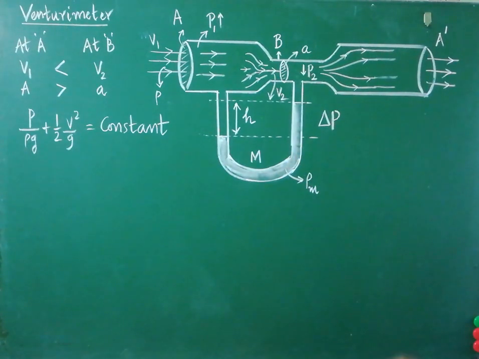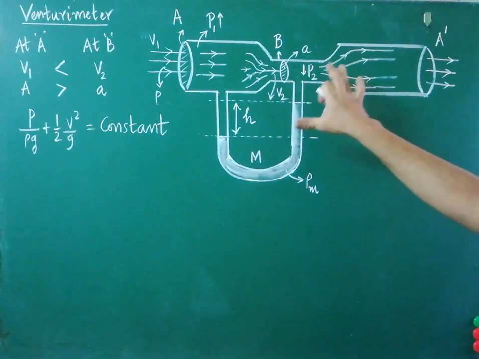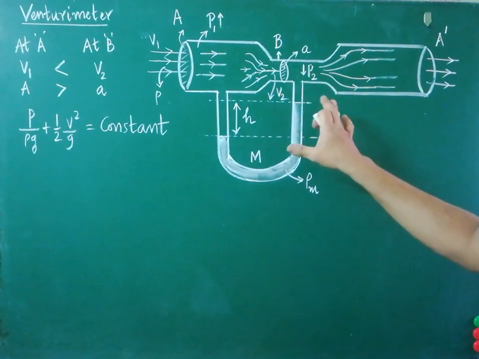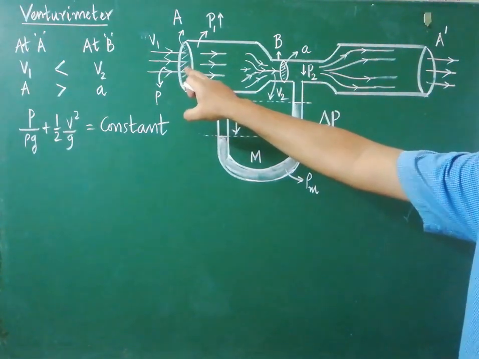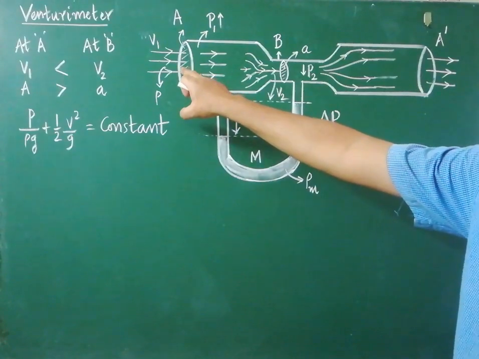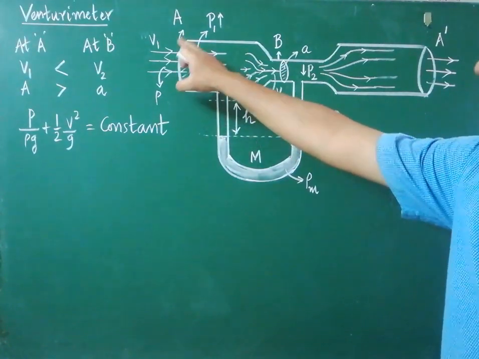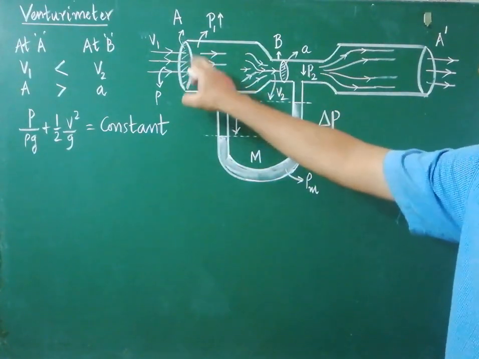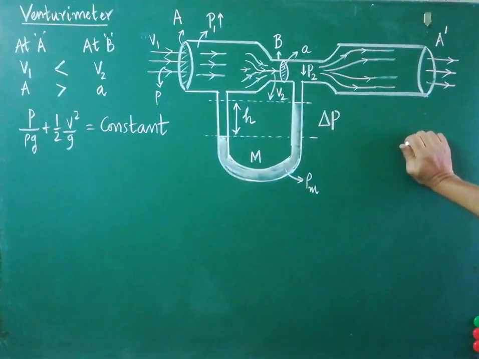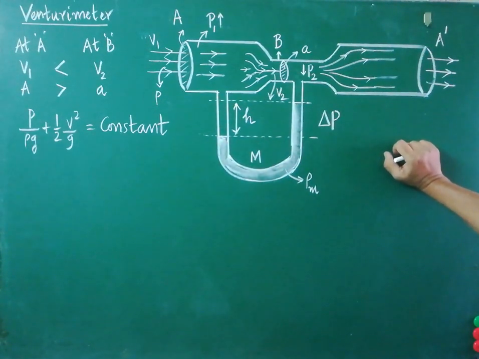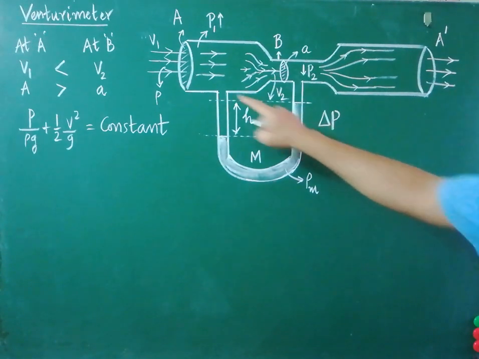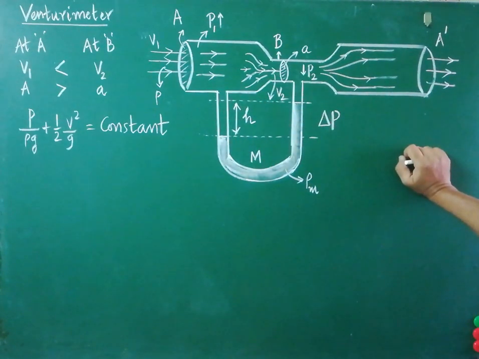With the help of this Venturimeter arrangement, we are able to calculate the rate of flow. What is rate of flow? It is how much liquid flows through the end A in the time taken to enter inside; that can be calculated, and that is called the rate of flow. That is the aim and purpose of using the Venturimeter.